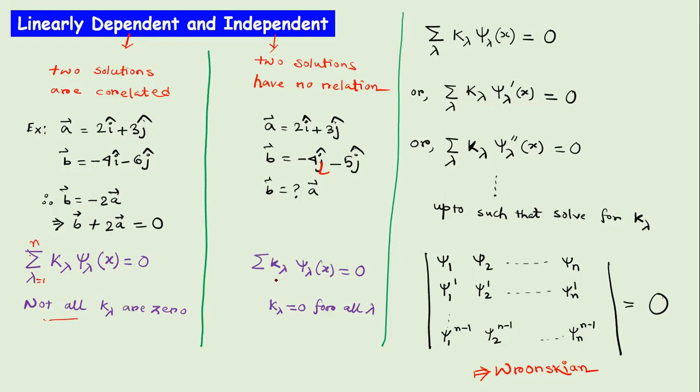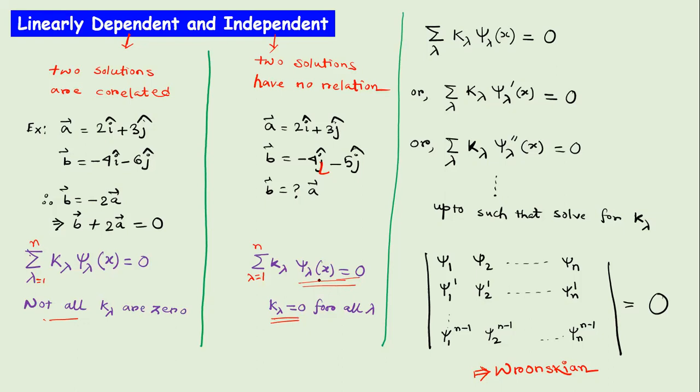If this is written with lambda from 1 to n, and the sum of k lambda psi lambda equals 0, and this is possible only for all k lambda equal to 0, that means if all the coefficients are 0, then this sum is 0. This is the case of independent solutions.